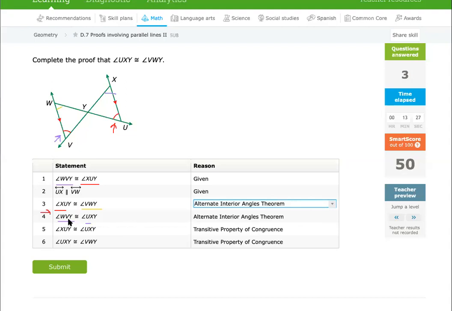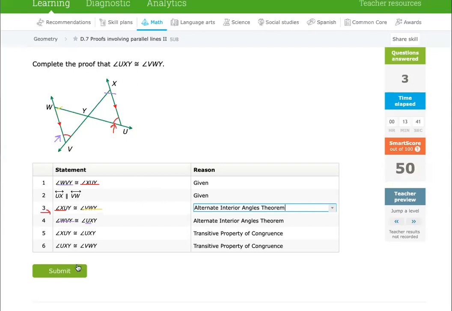Which is going to be the same for the next one. So the purple arrow and the purple line over there, they're alternate interior angles. So those are going to be congruent to each other. The last two are the transitive property of congruence.